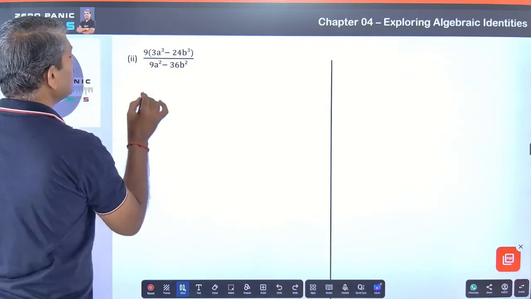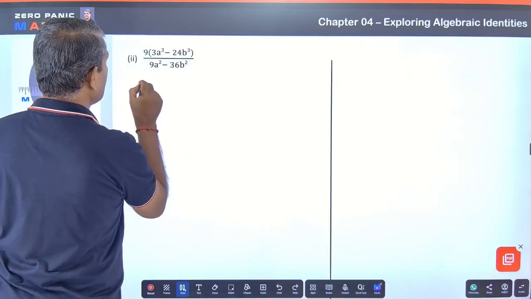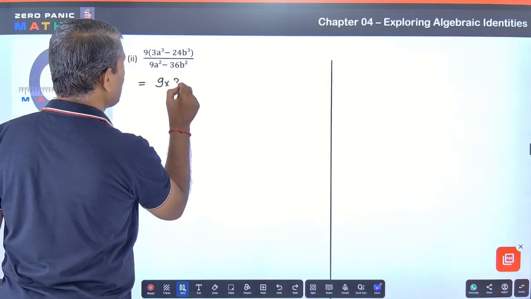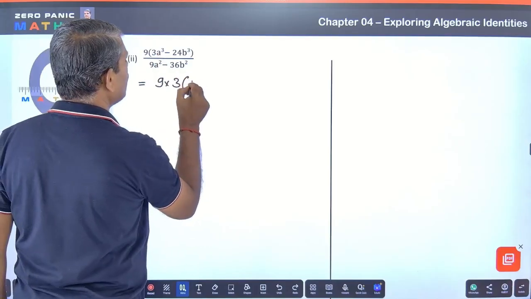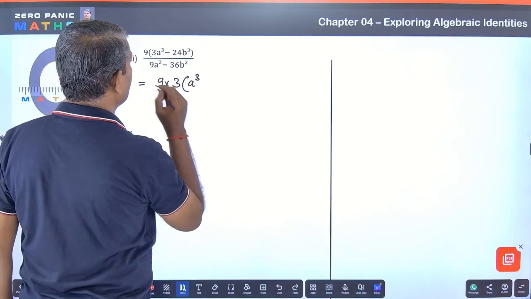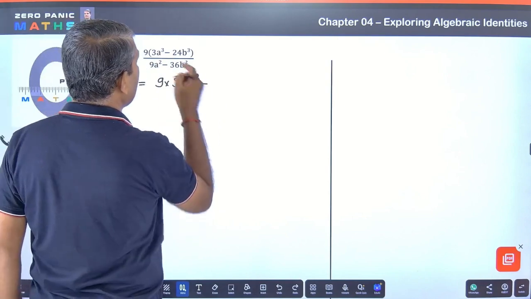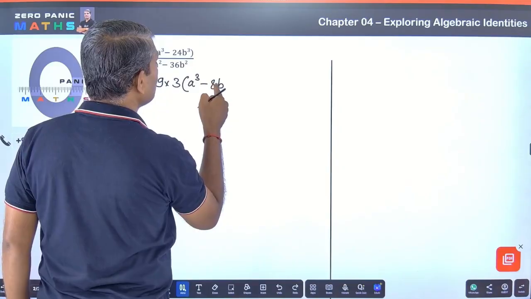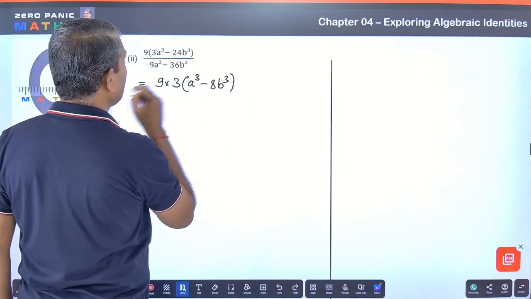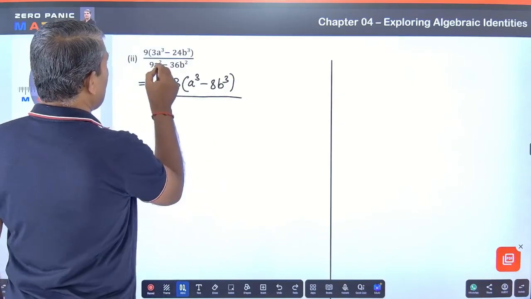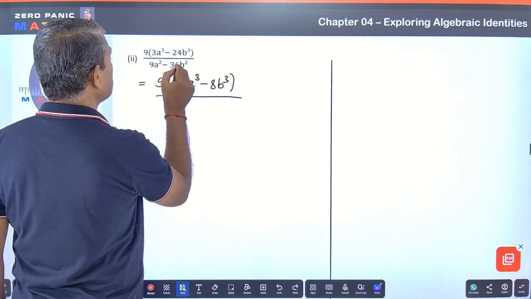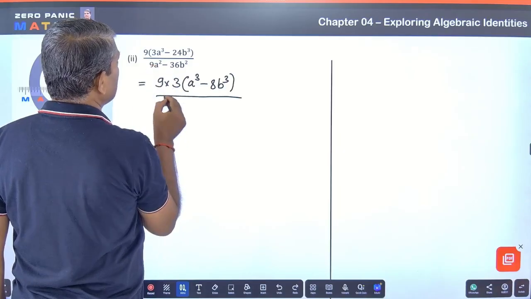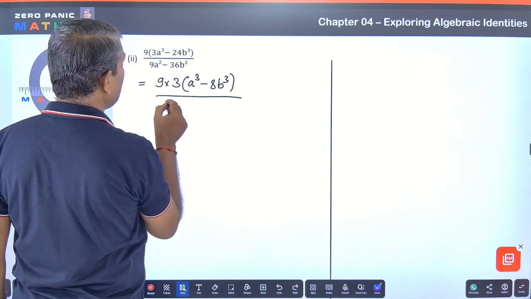So what I'll do is, just listen to me carefully. 9 is already there common. I will just take another 3 common out of it, so that it becomes a cube. a cube is a perfect cube, and here 3 8s are 24. 8 is a perfect cube, so I can write 24 b cube as 8 b cube now, because I've taken 3 as a common thing. And here also, though 9 is a perfect square and 36 is a perfect square, I can just take out 9 common, so that I can cancel that with the numerator 9.